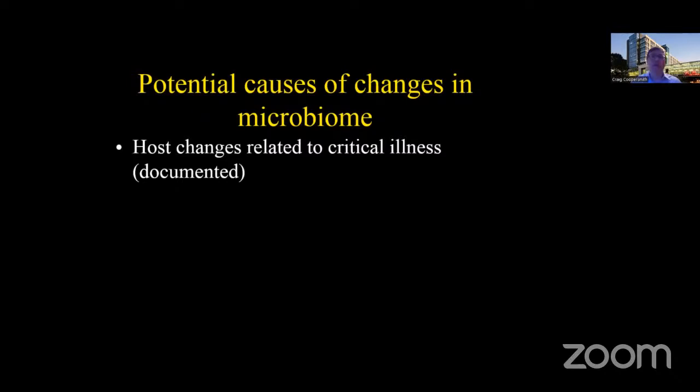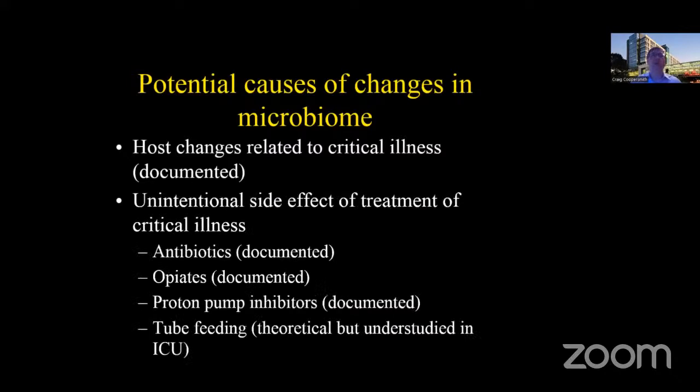But it's not as simple as just critical illness, because there's many things that we do that unintentionally change the microbiome. When we give antibiotics, the whole intention of giving antibiotics is to kill bacteria. Our goal is to kill pathogens, but while we're trying to kill pathogens, we're also killing bacteria that live inside of us. We give opiates to take away pain in our patients, but opiates actually have a profound impact on the microbiome.